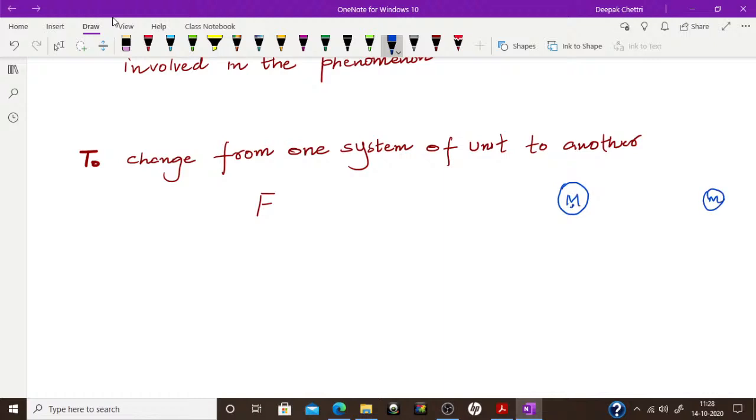and if the distance between their centers is small r, right, then according to Newton's universal law of gravitation, F will be equal to G M m by r square. This you must have done in class 9, right? So this is the formula for the force between two objects whose mass is capital M small m and the distance between the center is r. Okay, so here G is a constant.